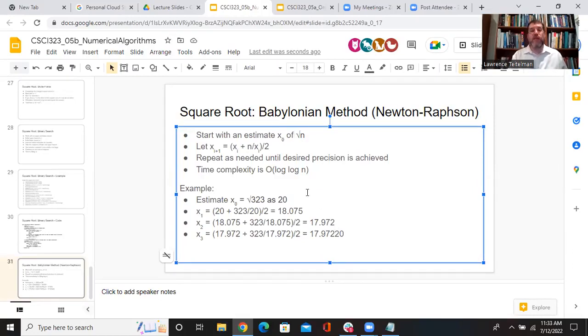So the time complexity is log of n, which is really fast. Again, we had 3 algorithms. Algorithm number 1 was order n. Algorithm number 2, by the way, can't really be used that effectively for finer precision. And then we had log of n using the binary search approach, and then this Babylonian method, which is an old method, but is named after Newton, the famous Sir Isaac Newton.